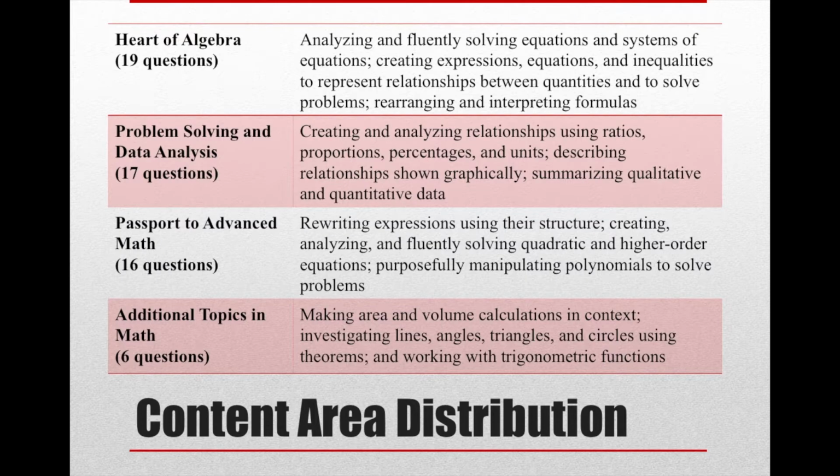In the last area, additional topics in mathematics, there will be 6 questions in this area. These will deal with making volume and area calculations in context of a story problem. You're going to have to do some investigations with lines, angles, triangles, and circles, and you will need to have those investigations done through theorems that you have been taught, as well as working with your various trigonometric functions. So 4 main areas of how the math portion of the SAT will be broken down.